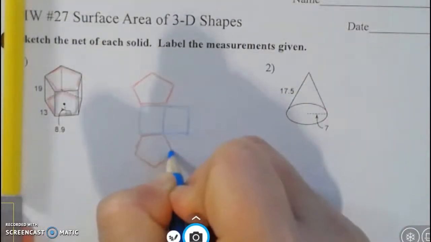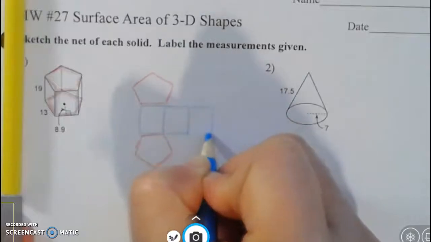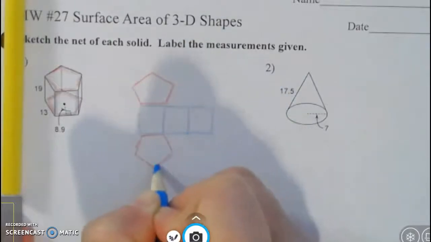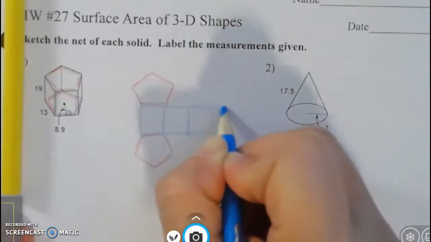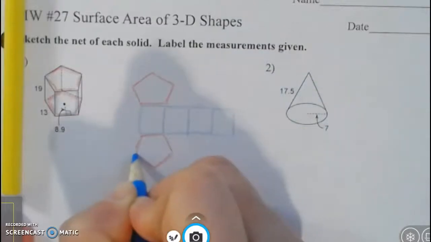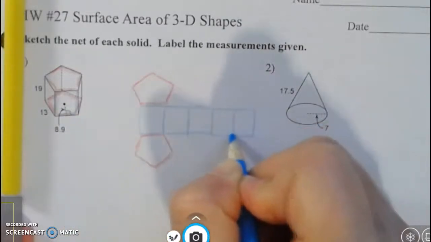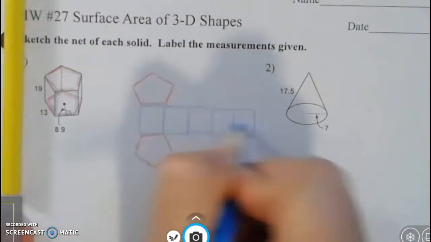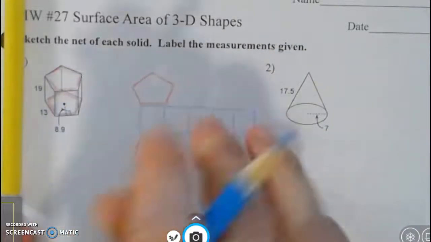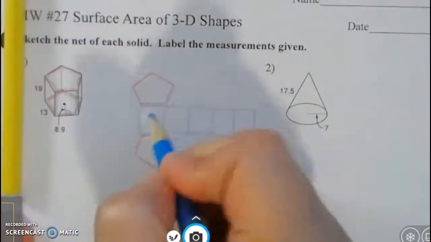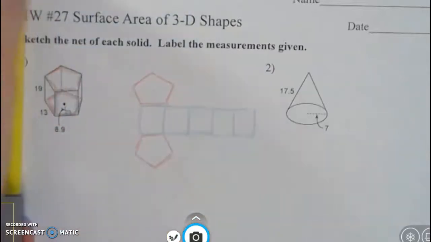This length is going to match up here. This length here is going to match up right there. And then another one right here is going to match up here. And then yet one more here. Of course, I could have drawn those rectangles over here as well. But either way, I have 5 of those squares or rectangles.